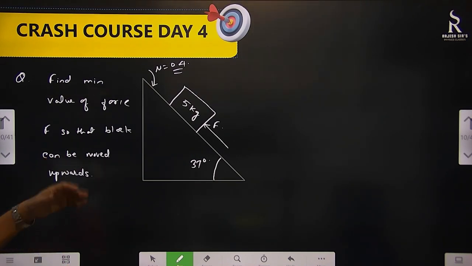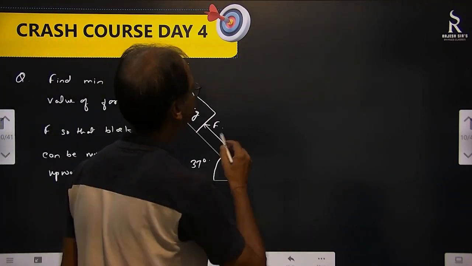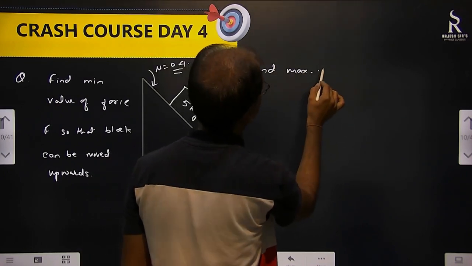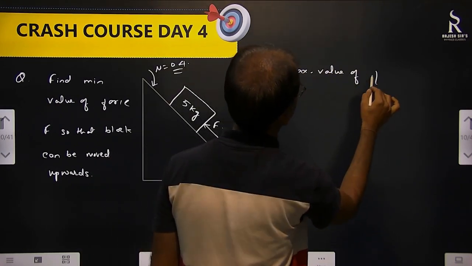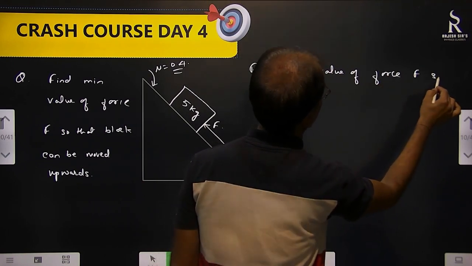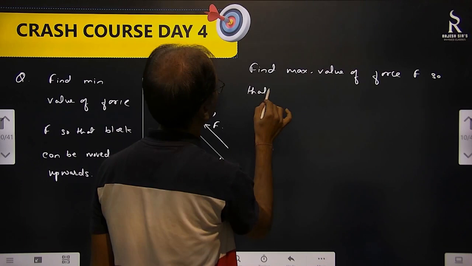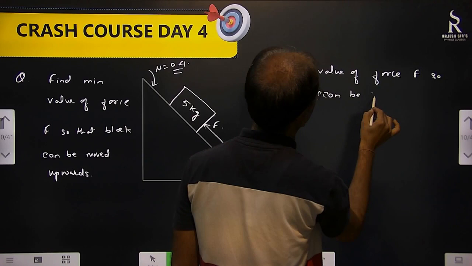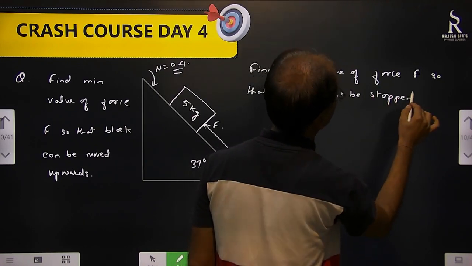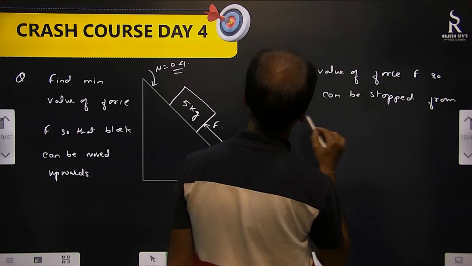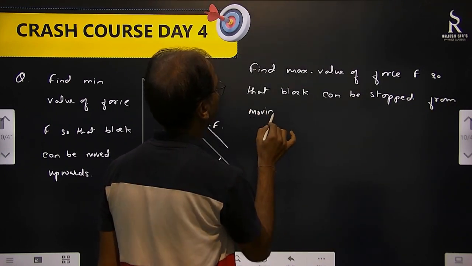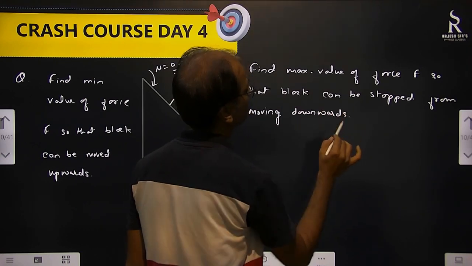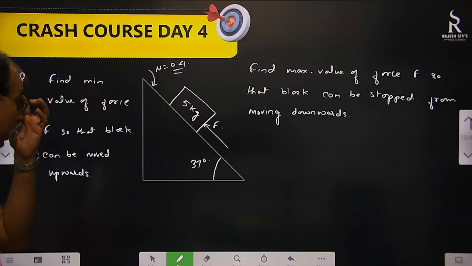Okay. Now this question I am going to frame in another way also. What is it? Find maximum value of force F so that block can be stopped from moving down. Stop from moving downwards. Both are same questions. Same question, same answer. But see the language.